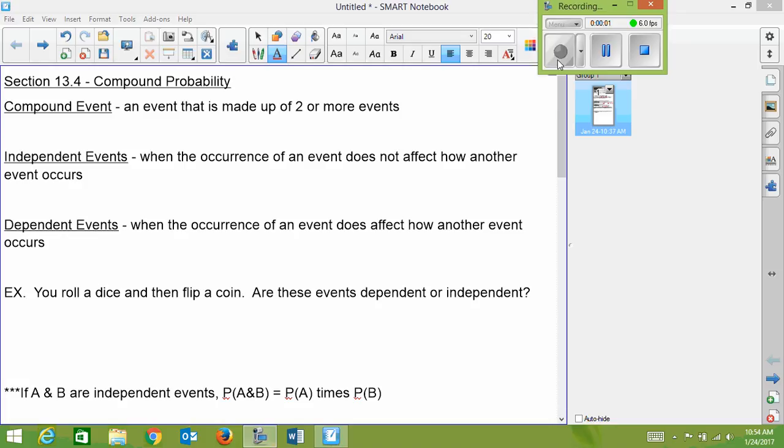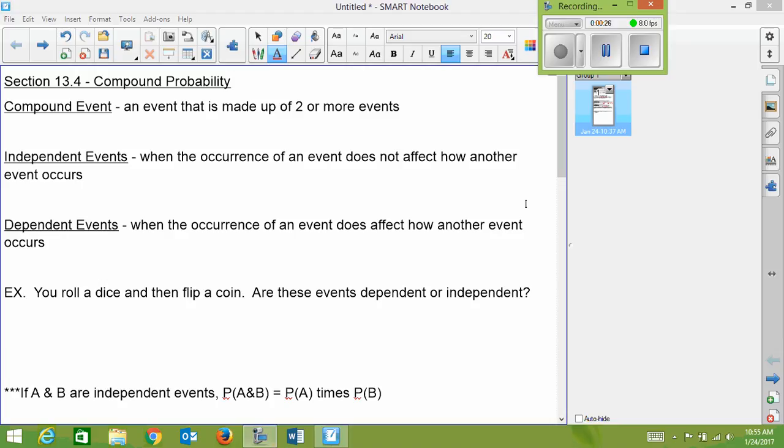Hello and welcome to section 12 or 13.4, which is on compound probability. A compound event is an event that is made up of two or more events. Independent events are when the occurrence of an event does not affect how another event occurs. And dependent events are the ones where the occurrence of an event does affect how another event occurs.